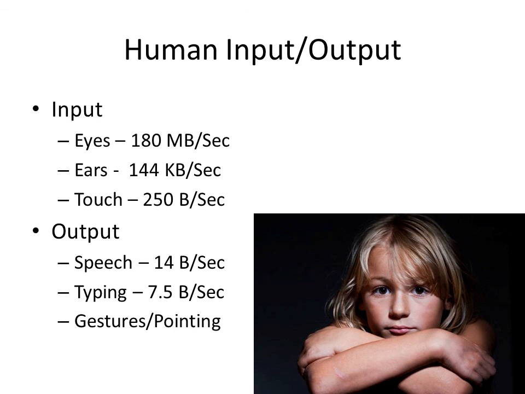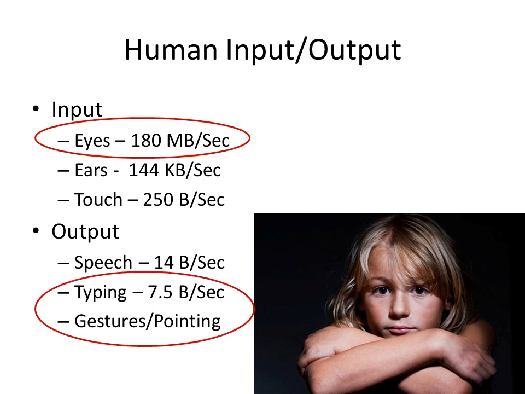Okay, so quick summary of human input and output. We've got our eyes, 1,000 times less as our ears, and 1,000 times less than that is touch. For output, we've got speech. At half that speed, we've got typing, and at much slower than both of those, we've got gestures and pointing. These are the things we've got available to us to use. What we're going to focus on is eyes for the input and typing and gestures for the output. Those are the things for which we have good technology, and we also have good dexterity.